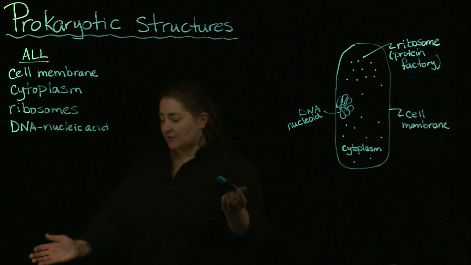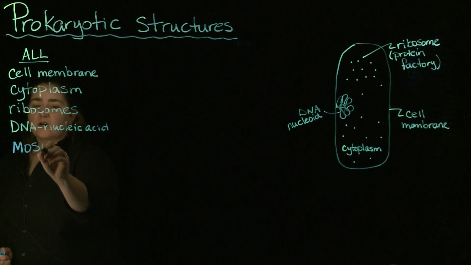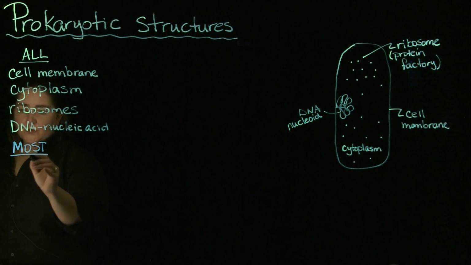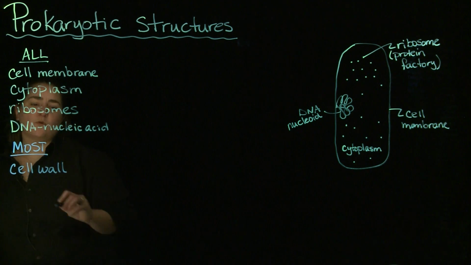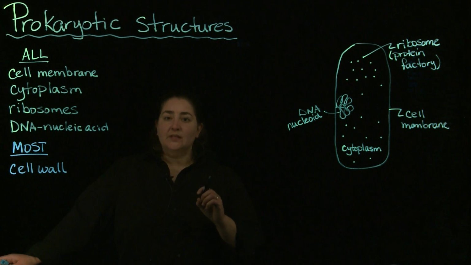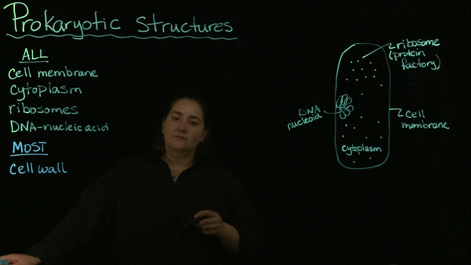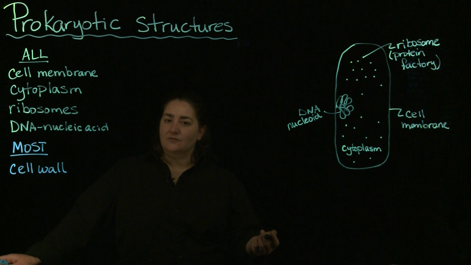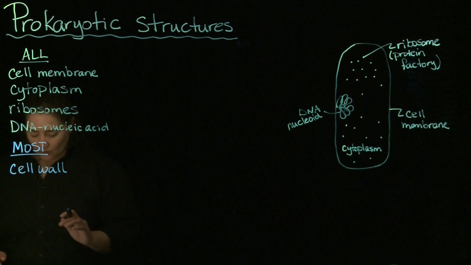I'm going to use blue now to talk about what's found in most prokaryotic cells. Most prokaryotic cells are going to have a cell wall, and that cell wall is going to become important. We're going to talk about that in a little bit because differences in the cell wall can allow you to stain bacteria differently, and that can allow you to distinguish different types of bacteria and classify the bacteria even further. So most bacteria are going to have a cell wall.